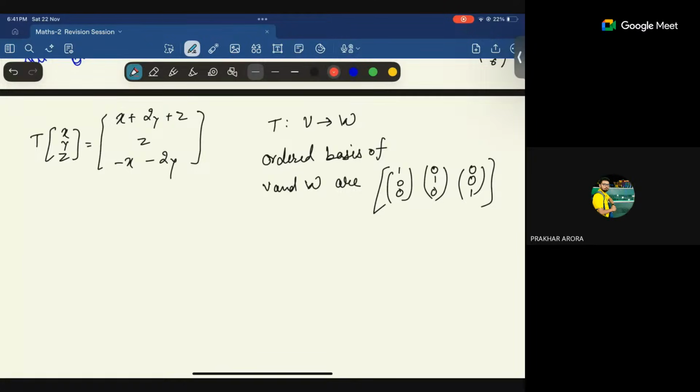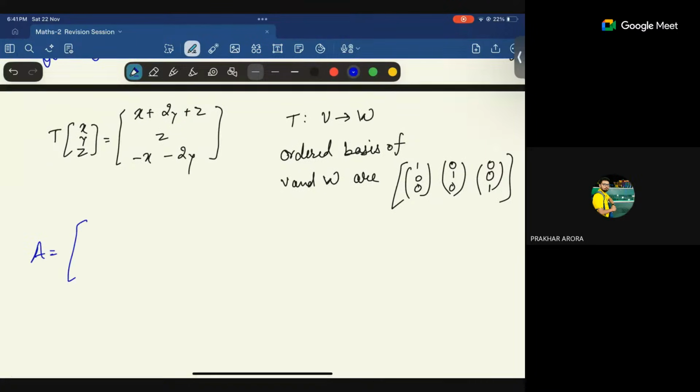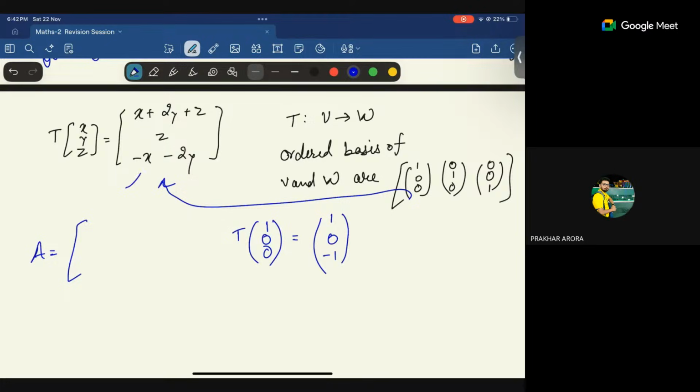In this question, we know that the first column is the transformation of the first ordered basis, right? So what is the transformation of the first ordered basis? The transformation is 1 0 minus 1. How did I do it? I just substituted these values here. Mudit, it would be 1 0 minus 1. There is x here.